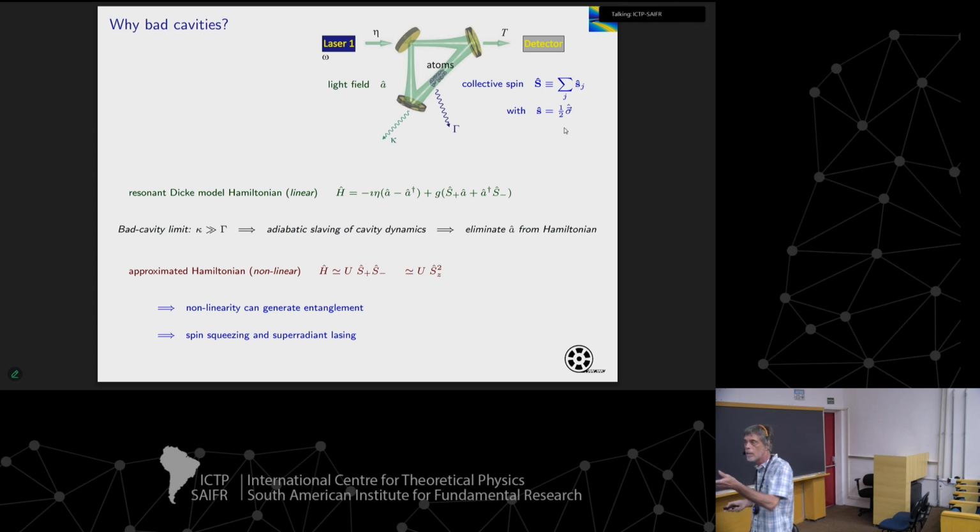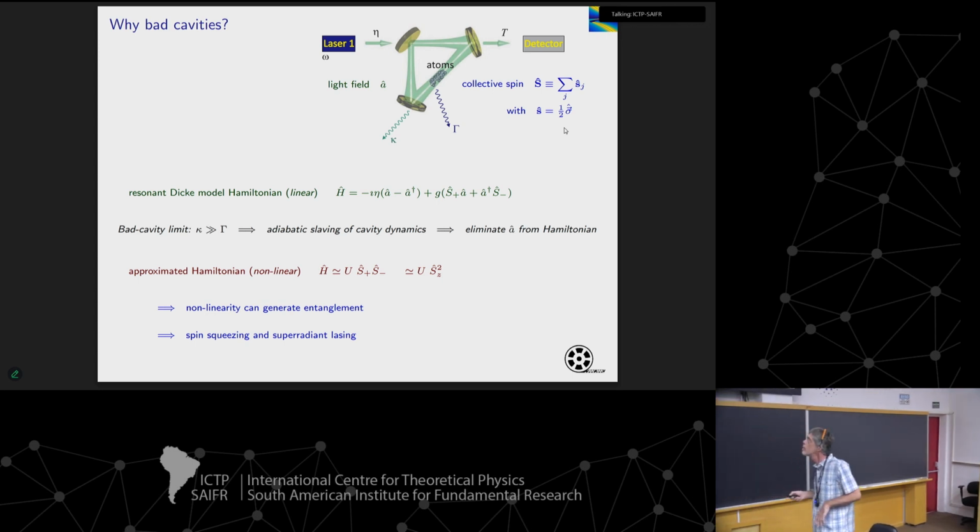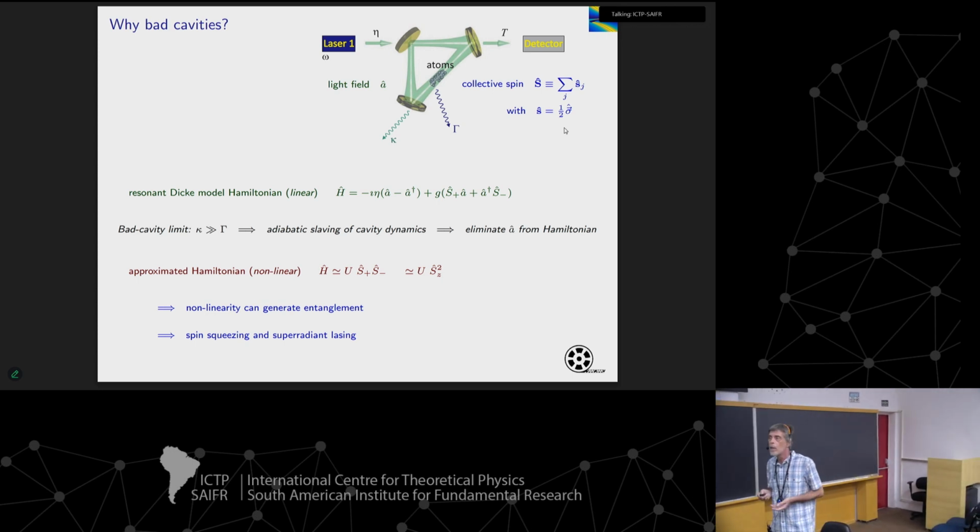Daniel already mentioned briefly that you can improve nowadays metrological devices like clocks or matter wave interferometers, if you want to go beyond the standard quantum limit to approach the Heisenberg limit. This is what you have to do.